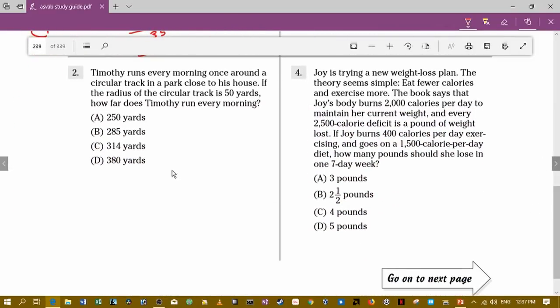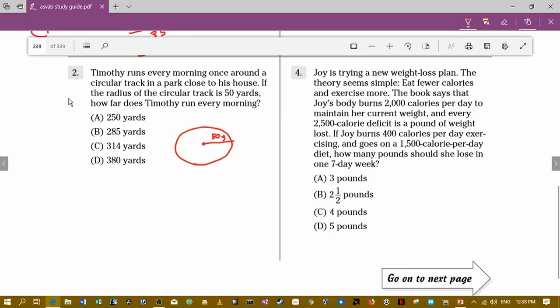Number 2, Timothy runs every morning once around a circular track in a park close to his house. If the radius of the circular track is 50 yards, how far does Timothy run every morning? Okay, so Timothy's running around a circular track. We're told that the radius is 50 yards. Okay. And we're asked, how far does Timothy run every morning?